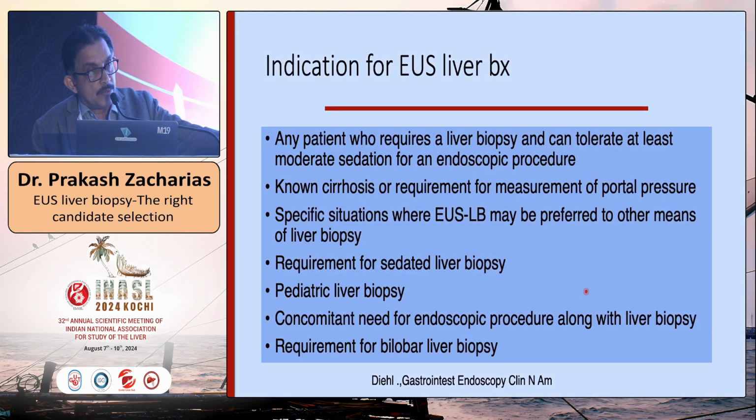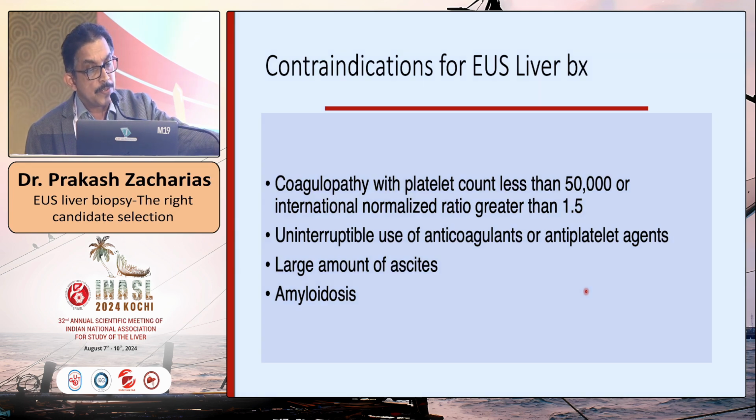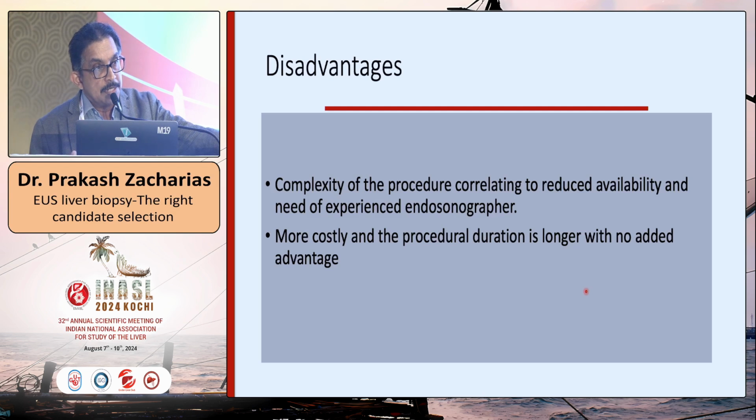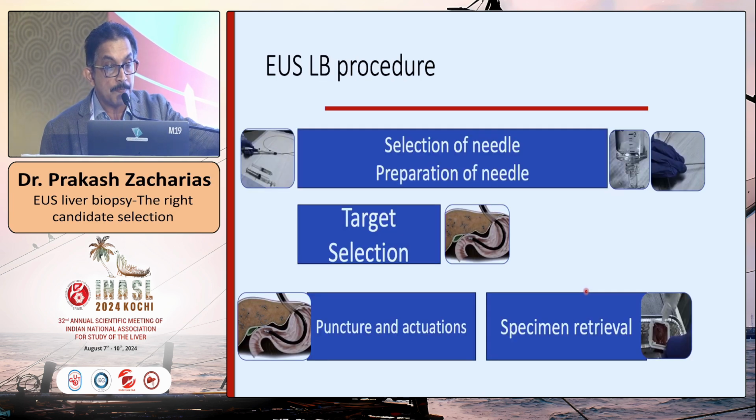Specific situations where US-guided liver biopsy may be preferred are a requirement for sedated liver biopsy, pediatric liver biopsy, a concomitant need for an endoscopic procedure, or when you need a bilobar biopsy. There are contraindications as for any other percutaneous biopsy: coagulopathy, or uninterruptible use of anticoagulants, a large amount of ascites, or if you are suspecting amyloidosis. The disadvantage is that you should have an experienced endosonographer, and it is more costly, and the procedure duration is longer.